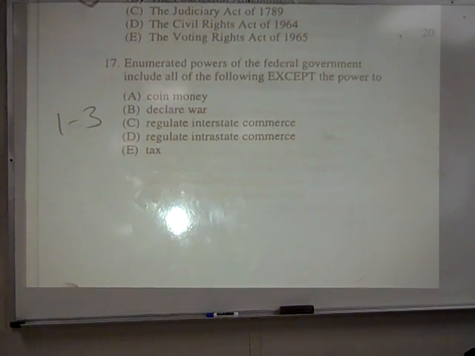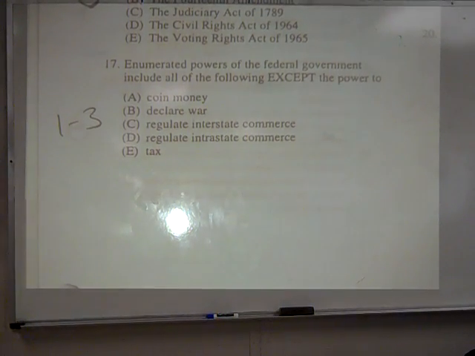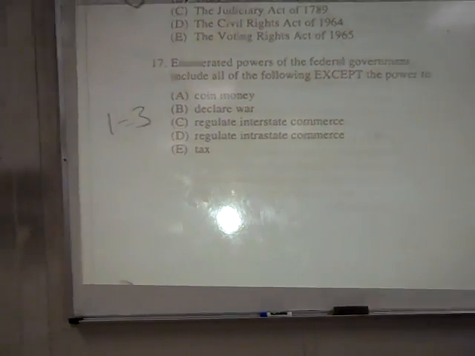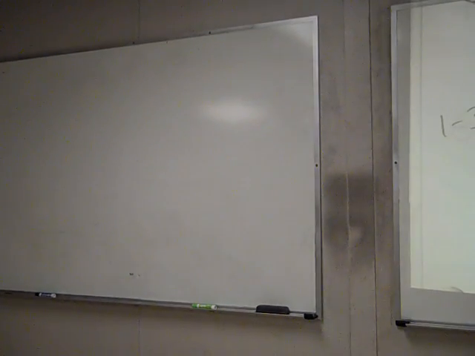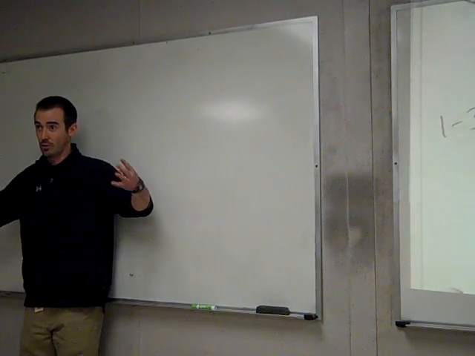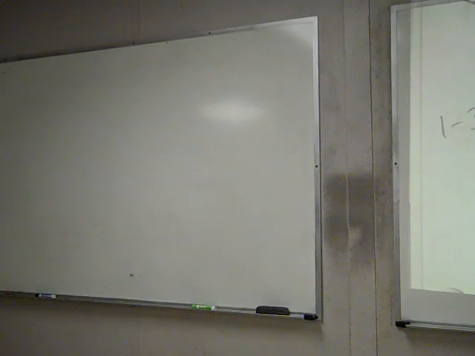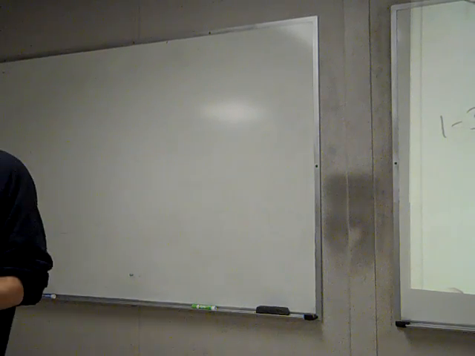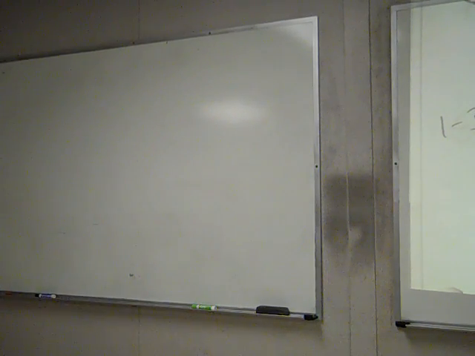Now, 17. Enumerated powers of the federal government include all the following except. So remember, that's the way our federalism works in theory. Maybe not in practice, but in theory, we enumerate, which means number, name, or list, a bunch of powers for the federal government, for Congress, in Article 1, and then we say all other powers belong to the states. And in case you didn't know that, they specifically say that in the 10th Amendment. Any powers not given to the national government and prohibited to the states go to the states. So, what's on the list of enumerated powers? Remember, enumerated means national only.